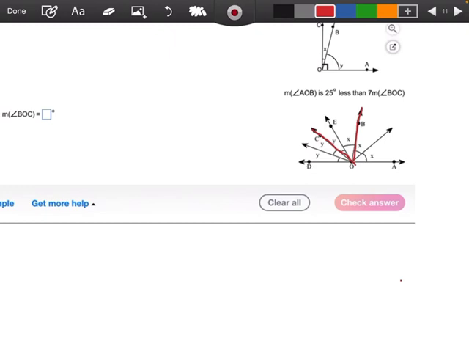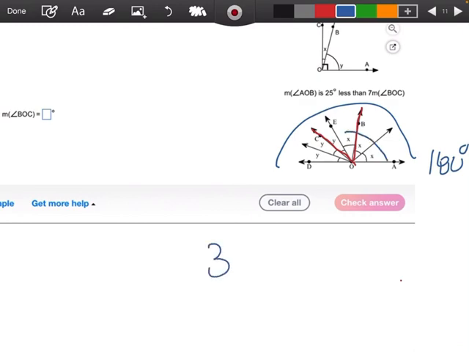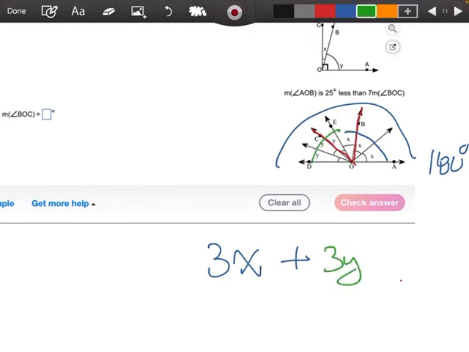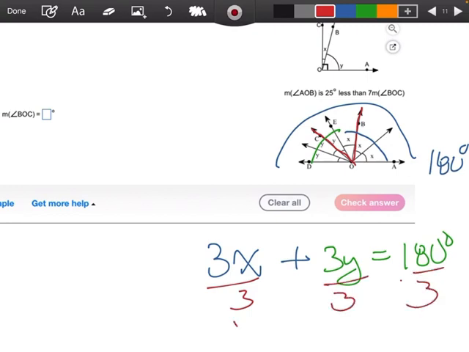Let's see here, y'all. Remember, because this is a straight angle, I know that the whole angle has to add up to 180 degrees, right? So if I add this part up, that's going to give me 3x's. And if I add this part up, that's going to give me 3y's. And that has to add up to 180 degrees. Now, if I divide everything here by 3, I'm going to come up with x plus y equals 60 degrees. Remember what they said: they want us to find the measure of angle BOC.